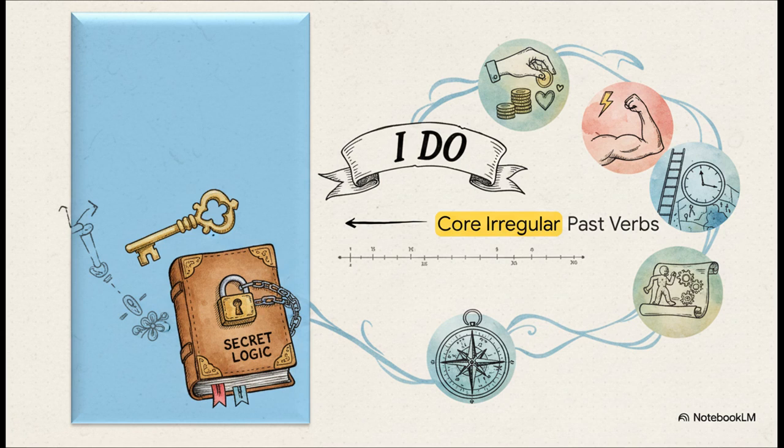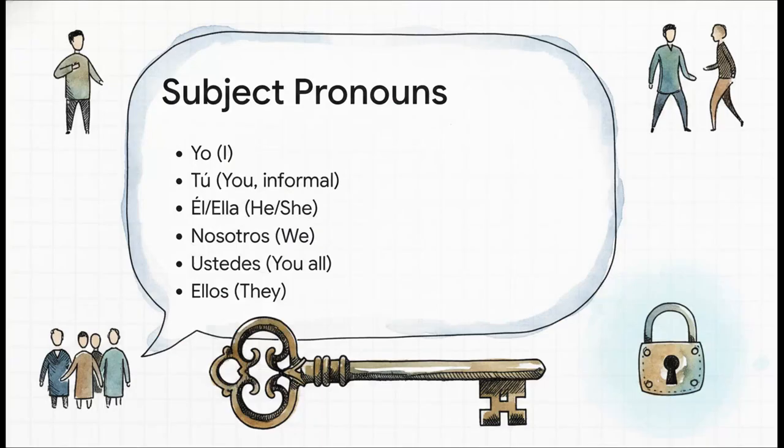Now, the main event today is tackling 10 core irregular past verbs from your study materials. We're talking about tener, poder, estar, hacer, poner, saber, querer, venir, decir, and traer. Now, don't panic. Because they're irregular, they don't follow the normal everyday rules, but, as you'll see in a second, they actually have their own kind of secret logic. It's really cool.